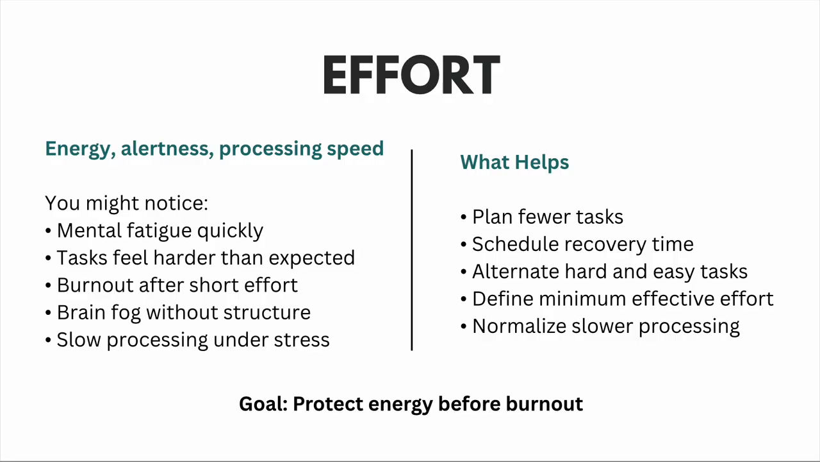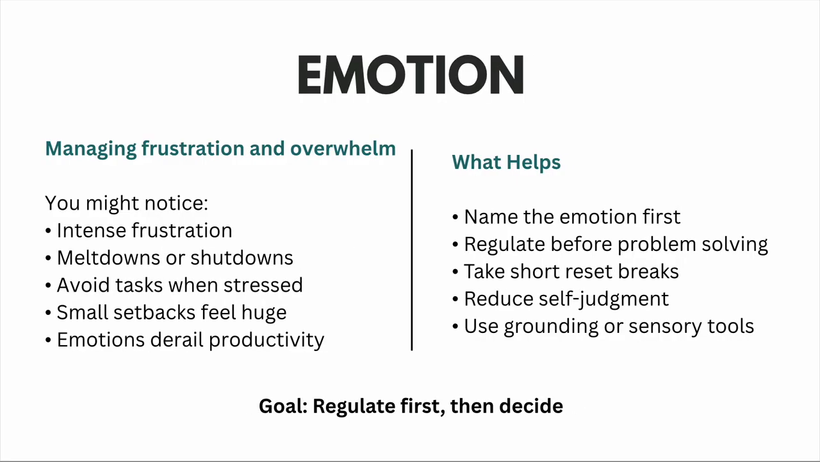And then normalize slower processing, right? If you have slower processing, instead of making it hard on yourself and forcing yourself to do things, try to accept that and set up systems for you to be able to get through that executive dysfunction and function a little bit better throughout your day to day. So, you want to protect your energy before reaching burnout, because if you aren't paying attention to this, you could be reaching burnout faster and then feeling that brain fog.